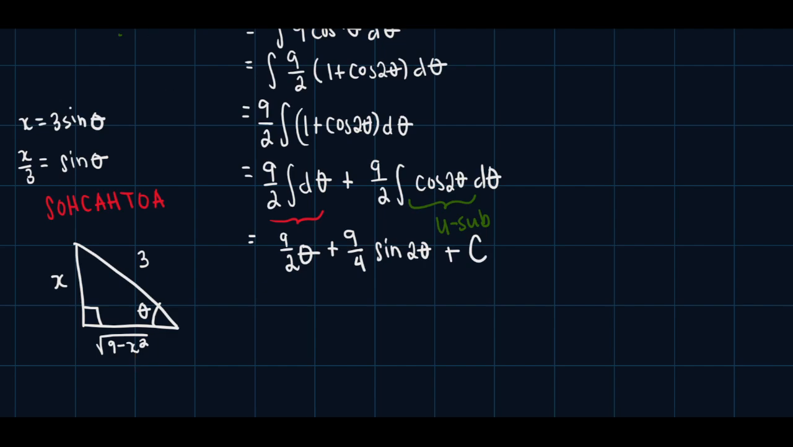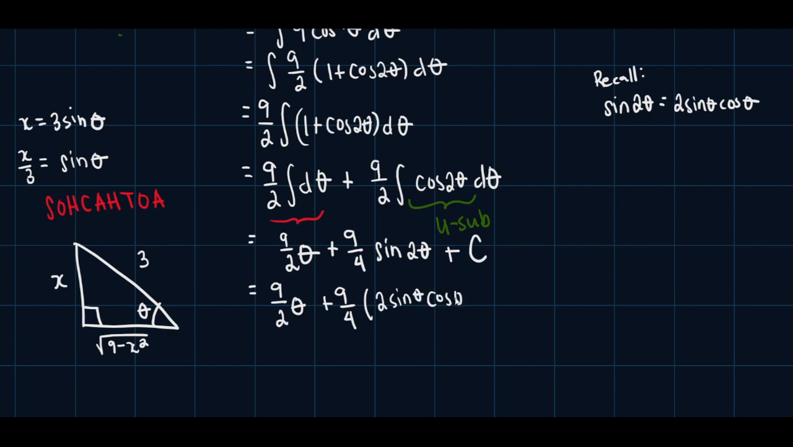Okay, so para saan ba yan? We're going to use this later on. Expand muna natin to. So, 9 halves theta plus 9/4. Then, recall that the double angle for sine is equal to 2 sine theta cosine theta. So, we can actually write this as 2 sine theta cosine theta plus C.